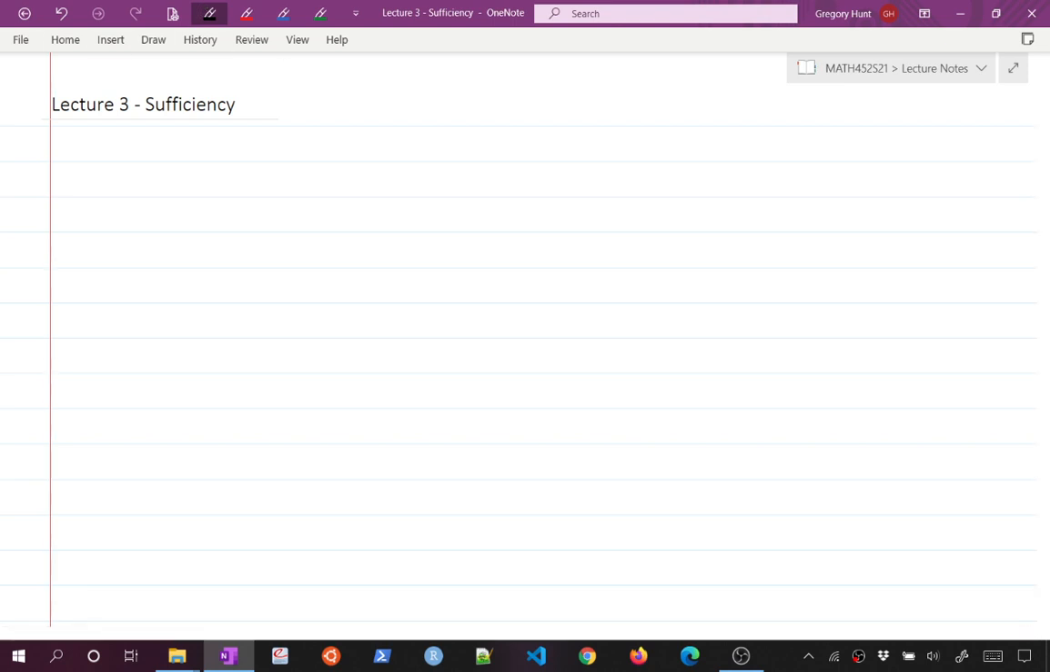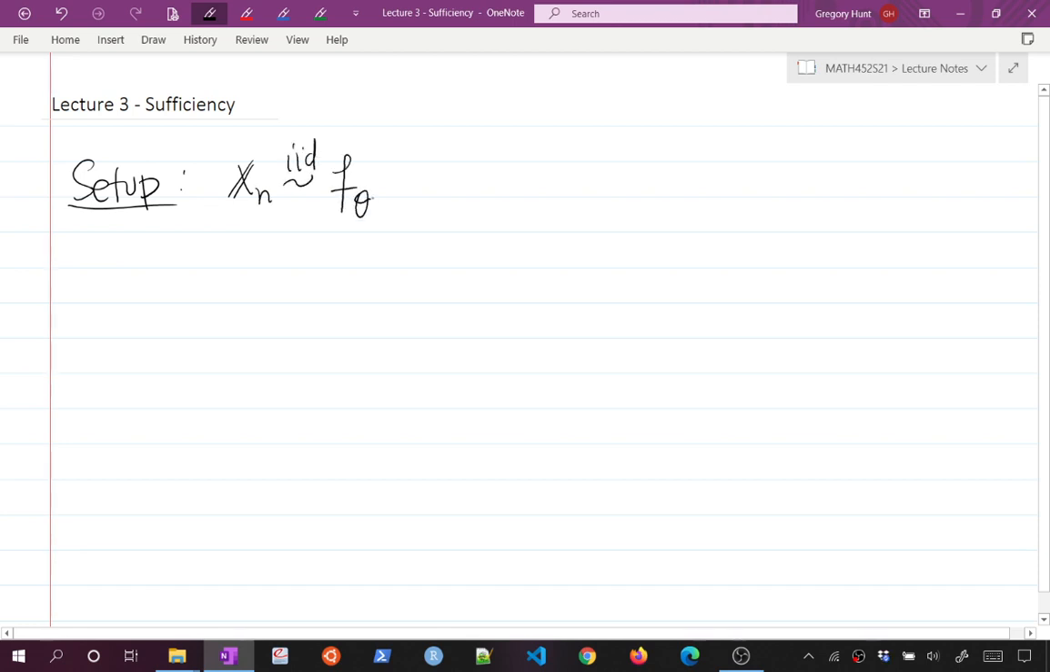As we said last time, our setup is going to be that we have a random sample from some distribution, f, parameterized by some parameter theta. And theta is going to live in some space of possible parameters. We can call it capital theta.